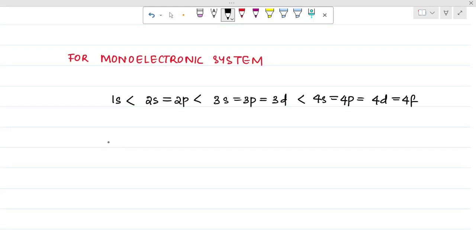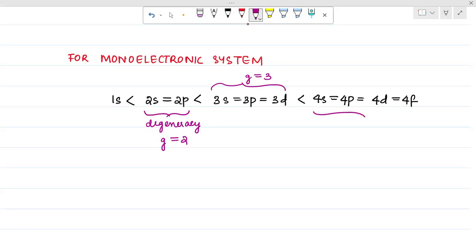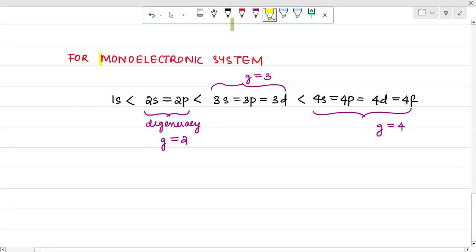So if you have only one electron in the system, there are several degenerate orbitals. Very important. What is the term? Degenerate. These are called degenerate orbitals. What is degeneracy? If there are two orbitals with the same energy, the degeneracy, generally represented by G, is equal to 2. Here, the degenerate orbitals are 3 in number, so G is equal to 3. Here, G is equal to 4. This happens only and only when you have monoelectronic systems.